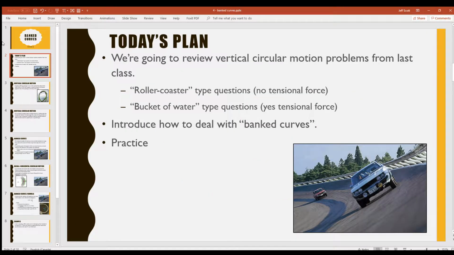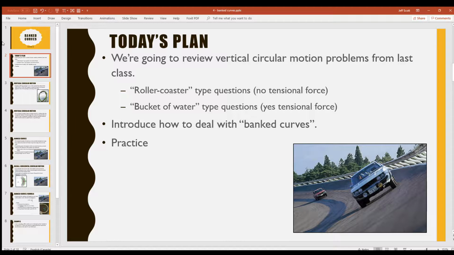So today's plan is we're going to start by reviewing vertical circular motion problems from the last class. There were two different kinds of vertical circular motion problems we dealt with. There were roller coaster type questions. These were ones that didn't have a tensional force. They had a normal force instead.